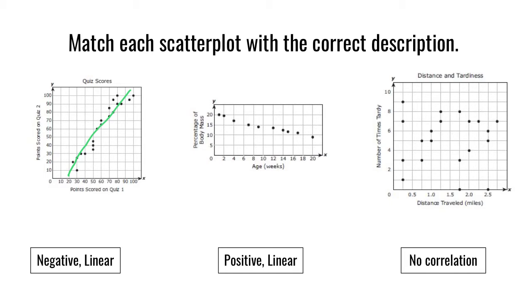What that means is that the more points I scored on quiz 1, which is down here on the x-axis, more than likely the more points I also scored on quiz 2. And so what we would say is that this is a linear correlation that is a positive association. I would connect that description with that graph.